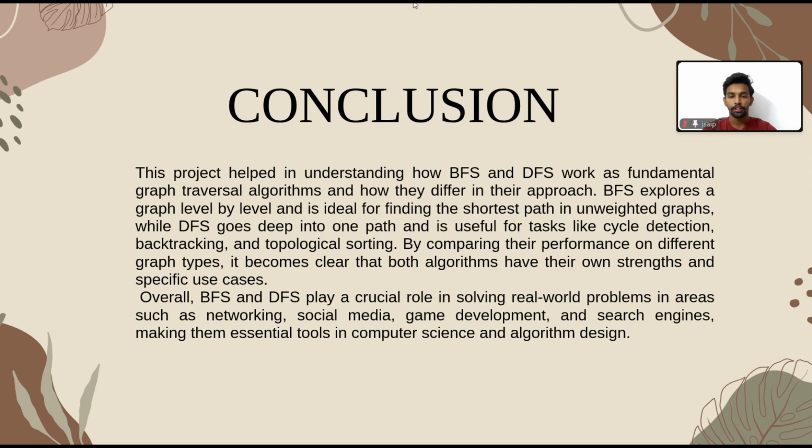This project helped us understand the working of two important graph traversal algorithms, BFS and DFS. BFS, or breadth first search, explores a graph level by level. It is especially useful for finding the shortest path in unweighted graphs. DFS, or depth first search, goes deep into one path before backtracking. It helps in tasks like cycle detection, backtracking, and topological sorting. Both algorithms work differently and are suited for different types of problems.